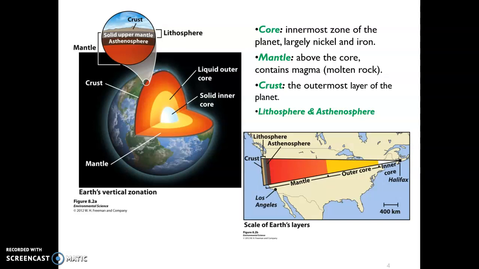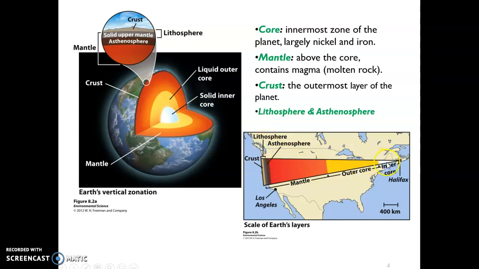The lithosphere includes the upper asthenosphere. So by the time you get to the upper asthenosphere right here, it's actually become a solid, but it's still considered part of the mantle. And you combine that upper solid asthenosphere layer with the crust and you get the lithosphere.